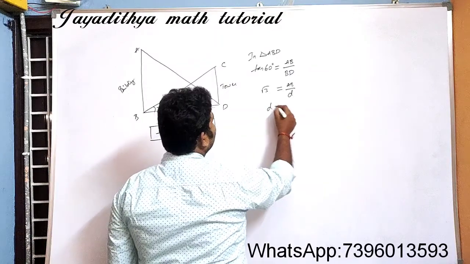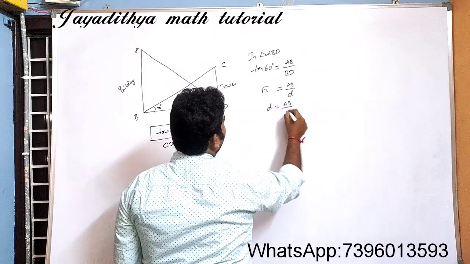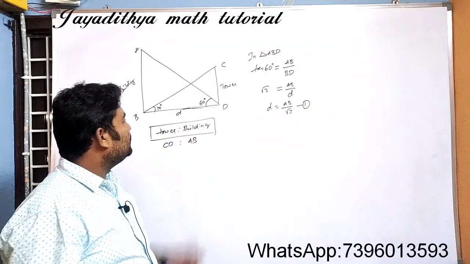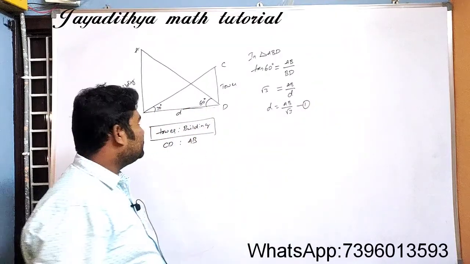Now what will be D here? D is equal to AB by root 3. Let us take this as equation 1. Why? Because it is the common side. So in both the triangles we will be equating them.